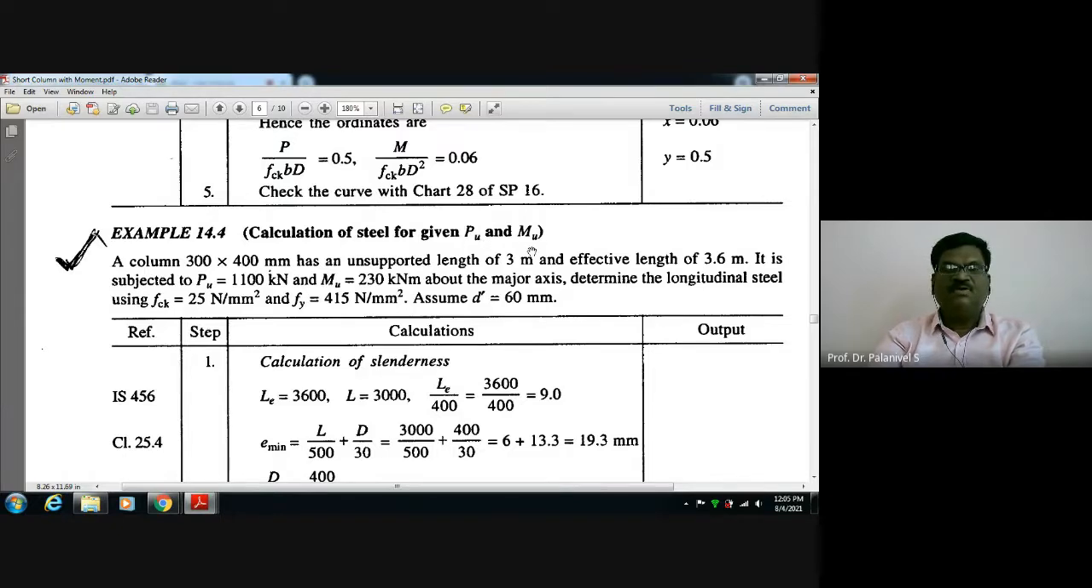PU and MU are given. You have to compute the area of steel required. It means it's a design problem. The column is 300 mm by 400 mm, a rectangular column, isn't it?